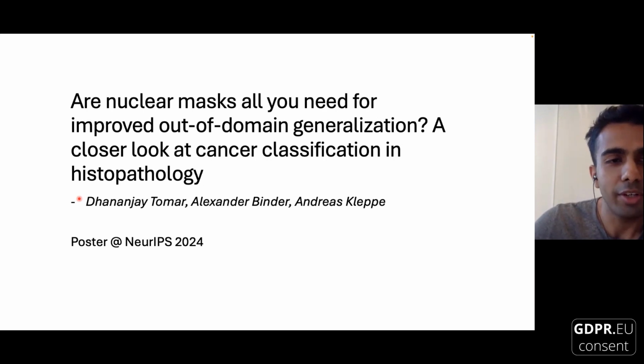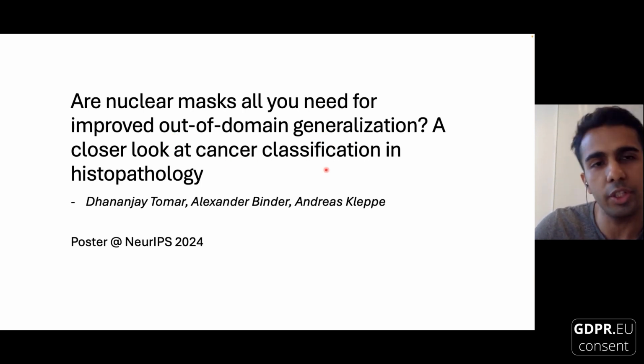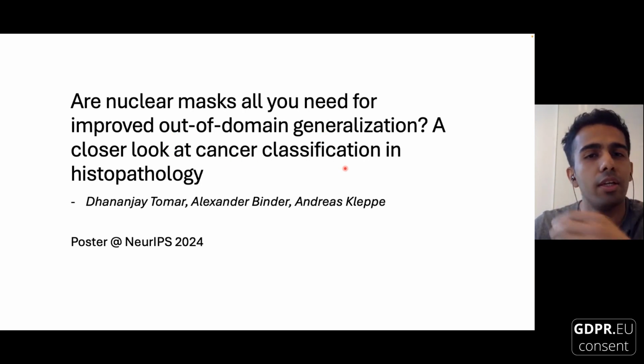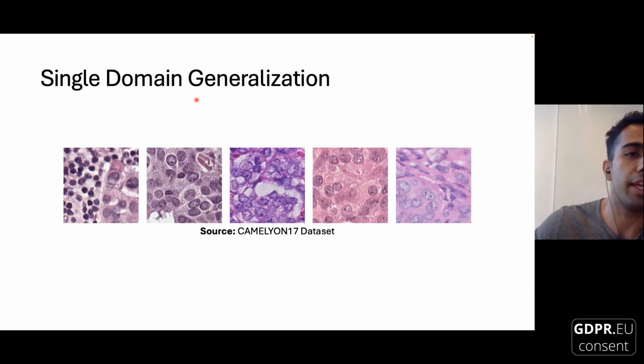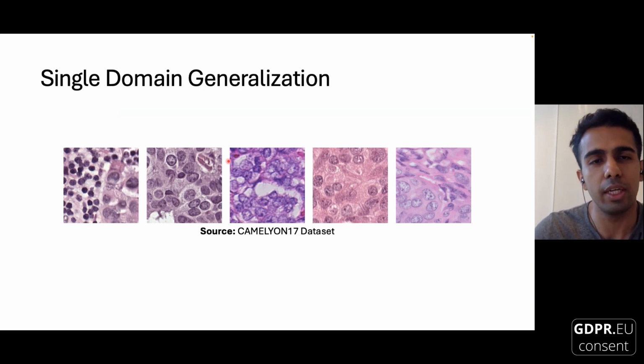This is a poster at NeurIPS this year, and as the title suggests, I'm going to be talking about domain generalization and particularly for cancer classification. So the problem we are working with is single domain generalization, which is a bit more restricted setting than domain generalization. So what you see here is the data that I'm working with.